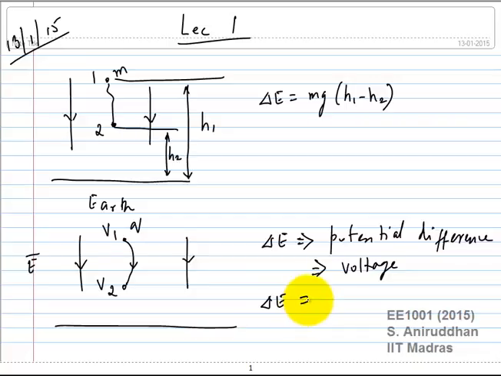What is the actual delta E? So it's Q into V1 minus V2. Okay, just like you had a representation in terms of the height, now you have a representation in terms of the potential. Okay, so that tells you what this... you're already aware of all of this, I assume.